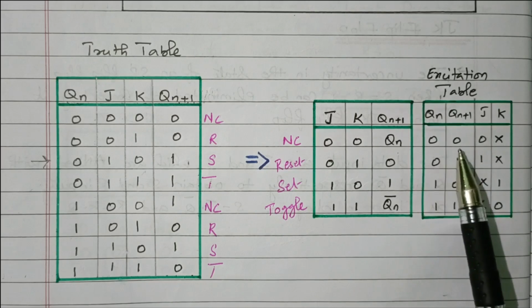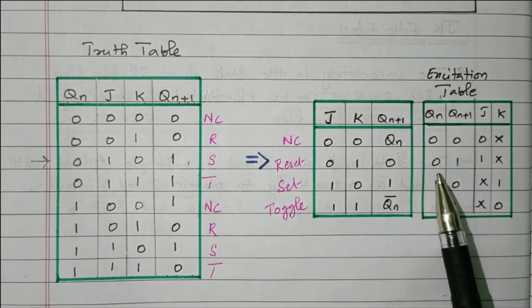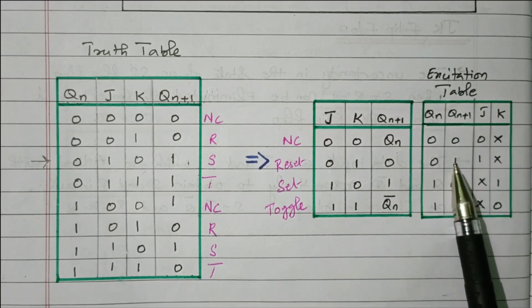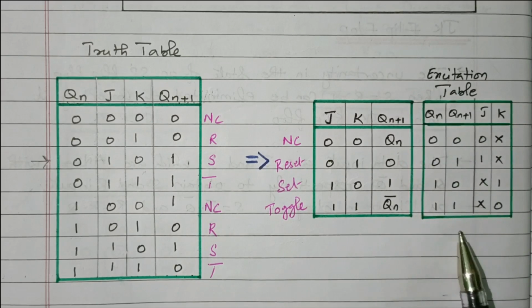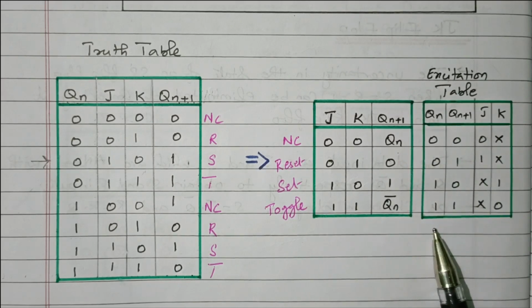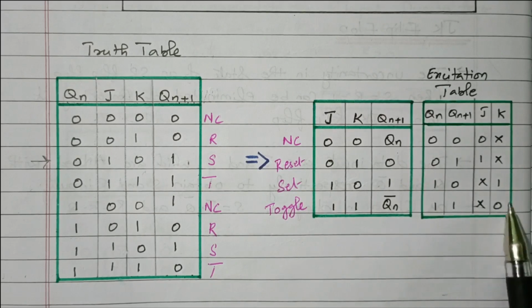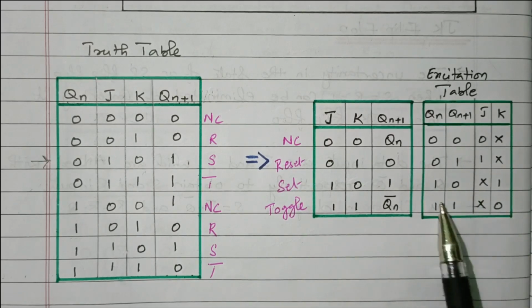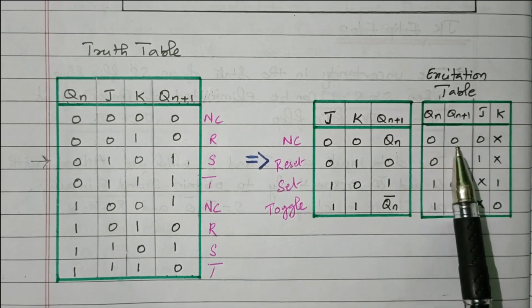Present state is 0, next state is also 0, so what is the input we need to give? Present state is 0, next state is 1, so what is the input we need to give? That is the excitation table, because in some cases while designing the circuit we need to maintain present state 1 and next state also 1. What is the input we need to give? Now we'll verify this. 0, 0. Present state is 0, next state is also 0.